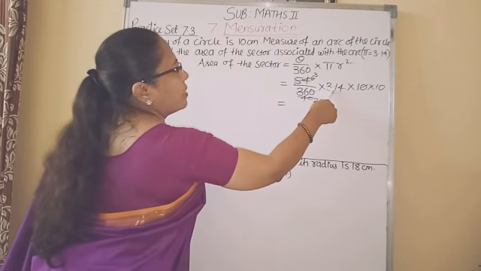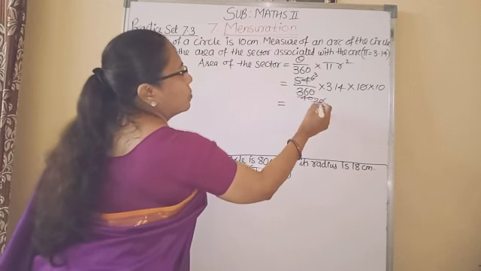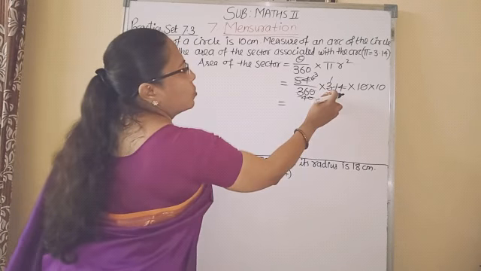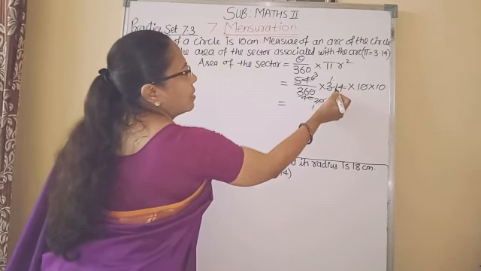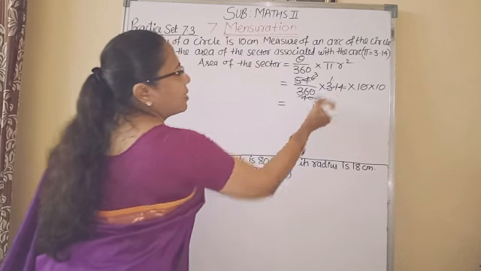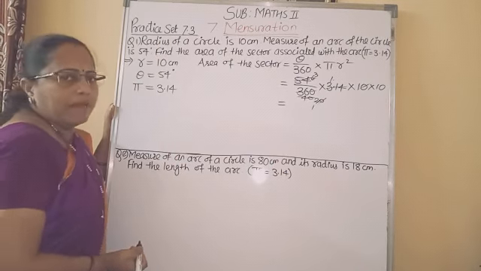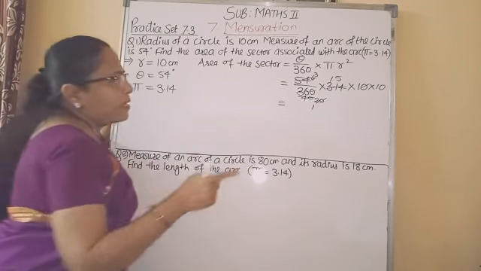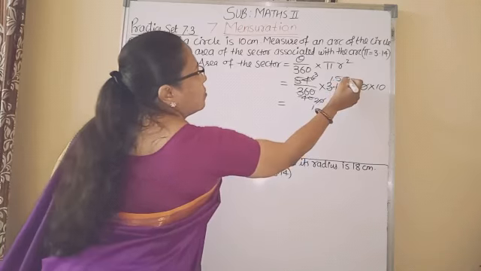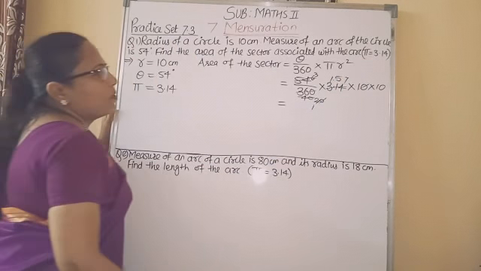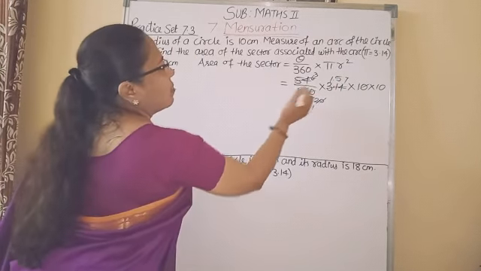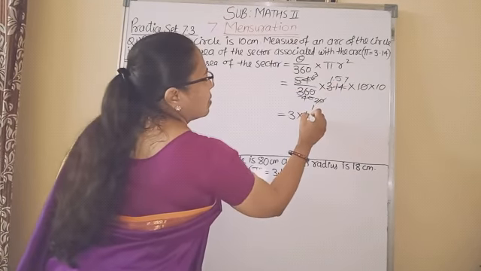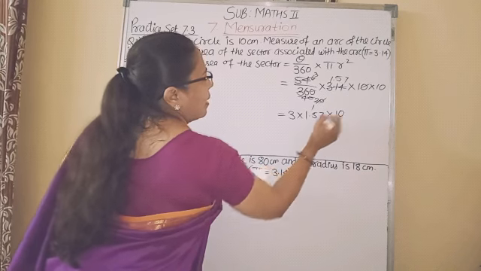And then this 3.14 divided by 2. 2 1s are 2. 3 minus 2, 1 remainder. Give decimal point, then take 1. So we have 11 now. 2 5s are 10, 11 minus 10, 1 remainder, carry 4, 2 7s are 14. Okay, so here we have 3 multiplied by 1.57 multiplied by 10.